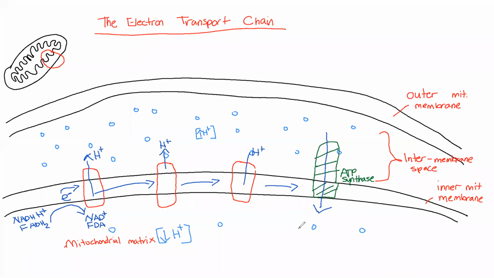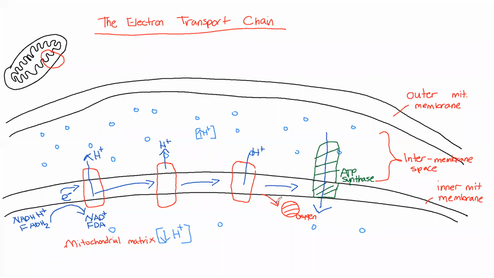Now, in order to get the movement from the final complex, we have to have oxygen present here. This is where oxygen comes in. So oxygen is just standing by here. Here's our molecule of oxygen. And oxygen is going to accept the last electron. It's going to be the final electron acceptor. And so the electrons are going to go from the final complex on to oxygen.